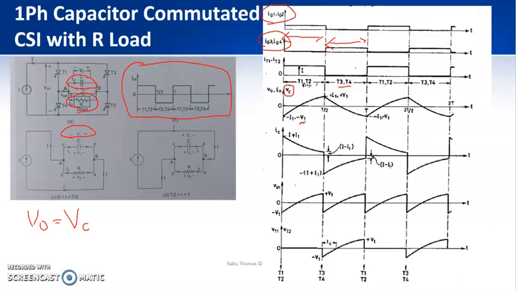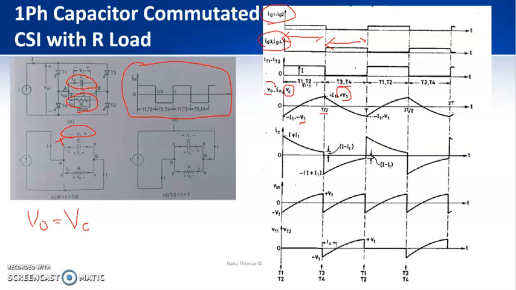That is, from 0 to the period T by 2, the capacitor starts charging with the left hand plate positive. So by the time it reaches T by 2, the voltage will be plus V1. That is, the capacitor voltage is changing from minus V1 to plus V1. That is one thing. And this capacitor voltage VC is the same as V0, so we have plotted both on the same axis.